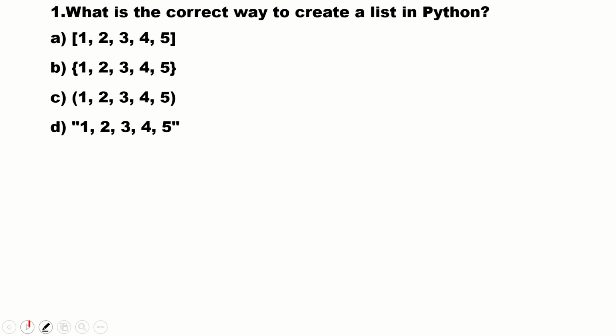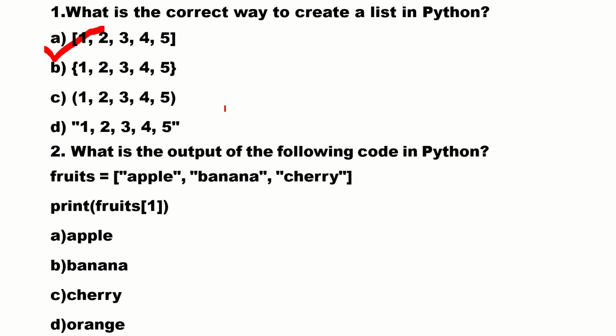This is your first question. What is the correct way to create a list in Python? To create a list in Python, we put a number of expressions in square brackets, and we also separate the list elements by commas.